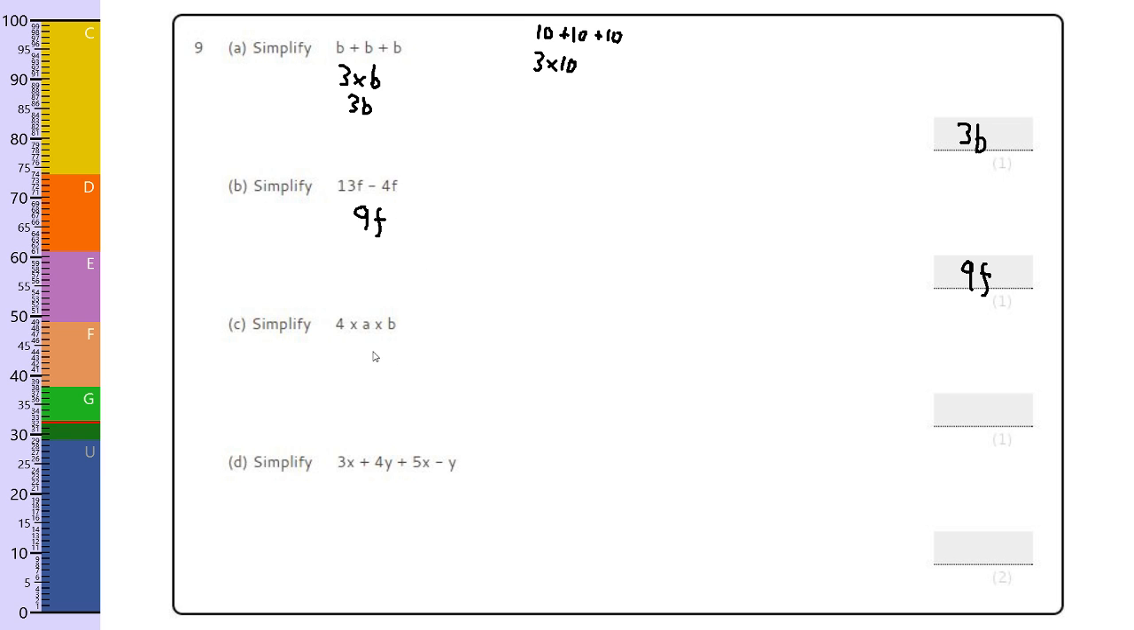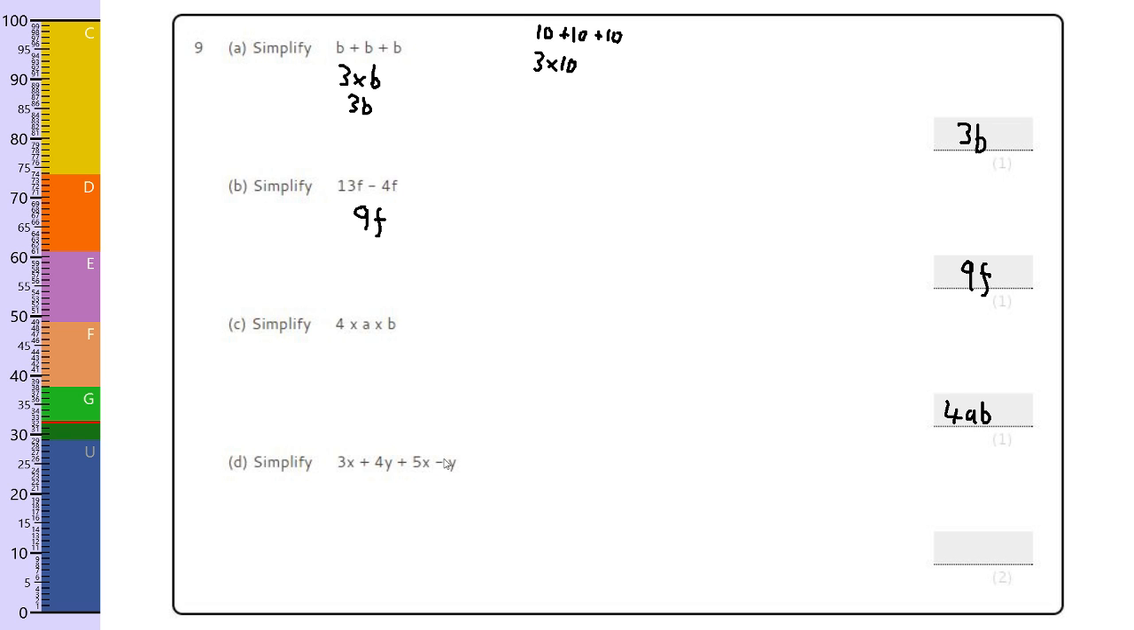Right, this follows the same rule that we had earlier. 4ab, 4 times a times b is just 4ab. Okay, because that's not 400 and aeb, okay? We know that that's 4 times a times b, because whenever a number and a letter, or a letter and a letter, are next to each other in maths, it means we times them.